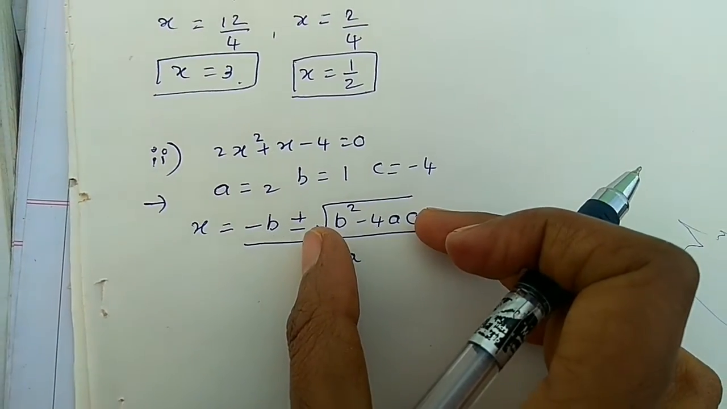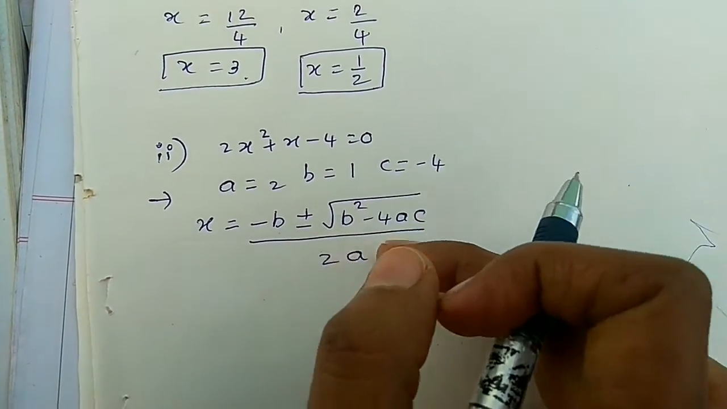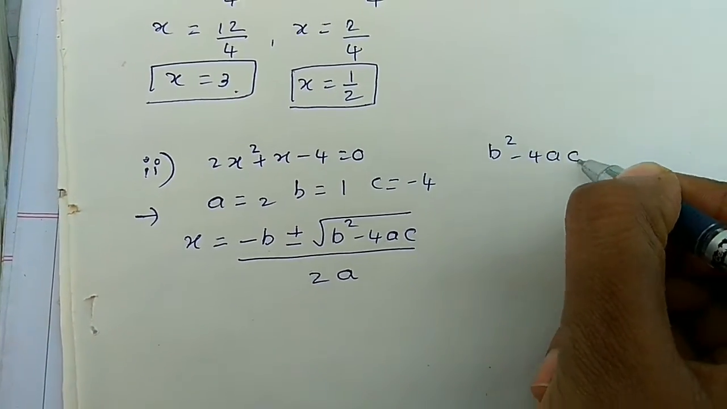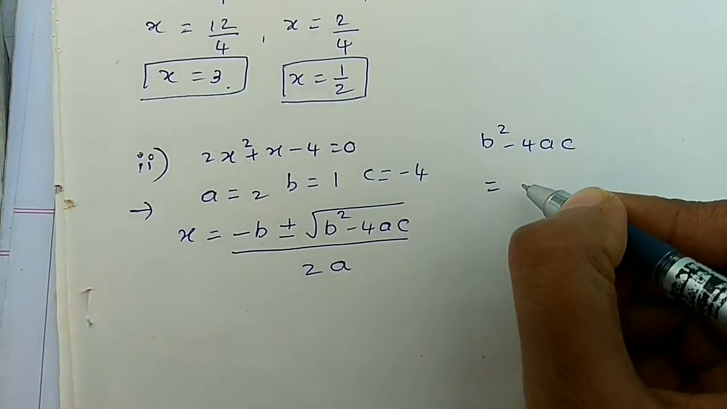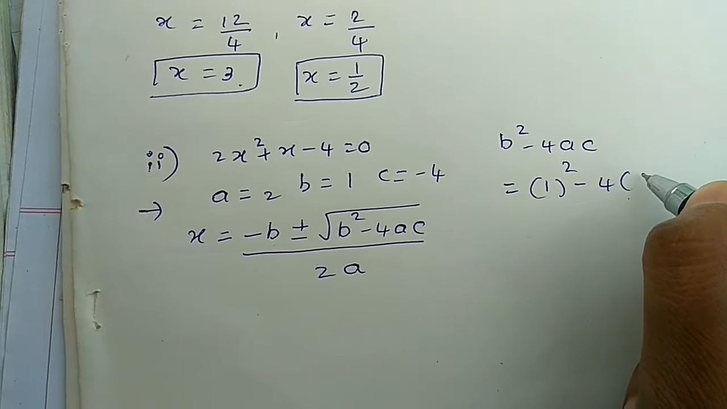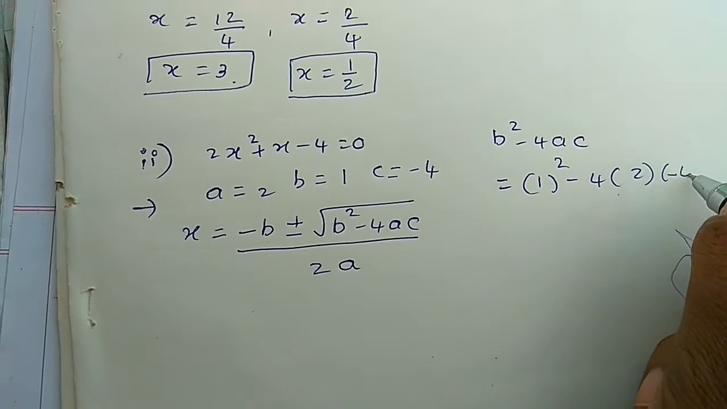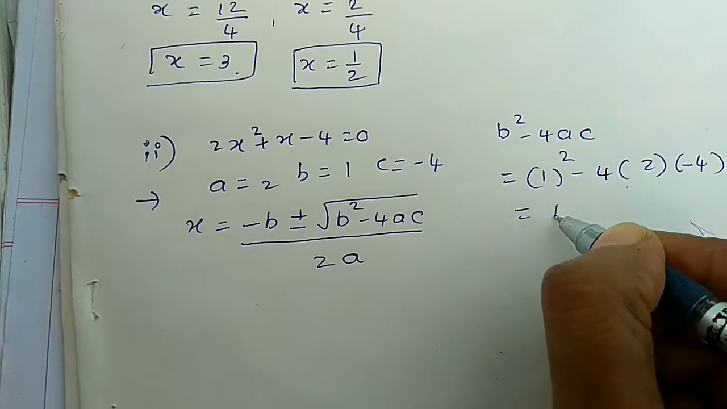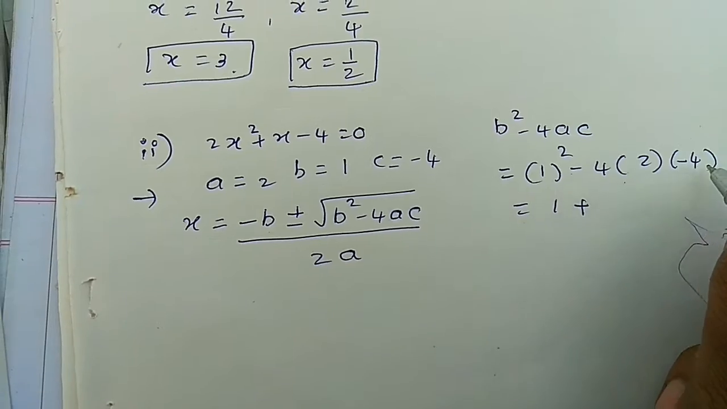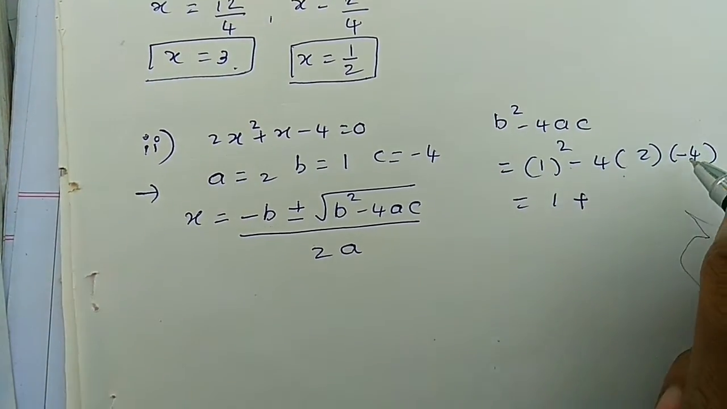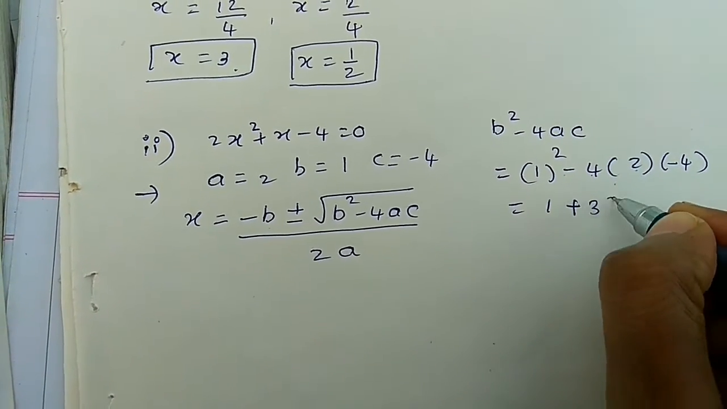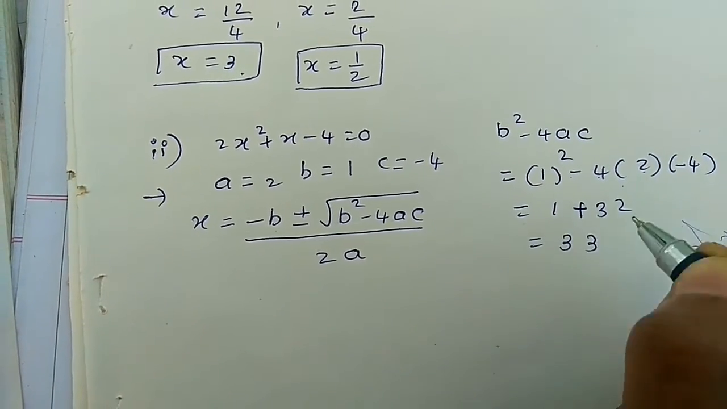Separately you can find this b square minus 4ac, which is called the discriminant, as you all know. Then you can put the value here. So b is 1, its square, minus 4 into a is 2, c is minus 4. Minus will be plus here, you have to multiply all these things. So 1 plus, 4 8s are 32. So what is this? 33.